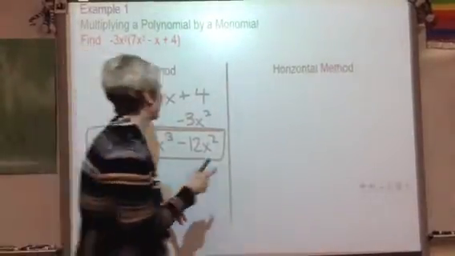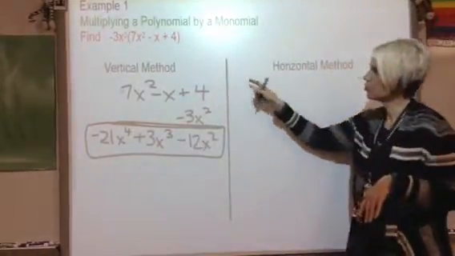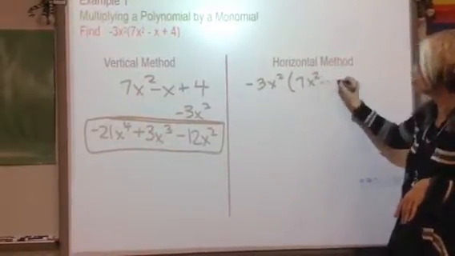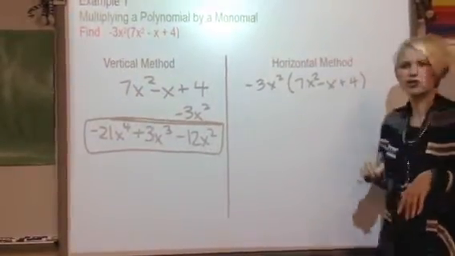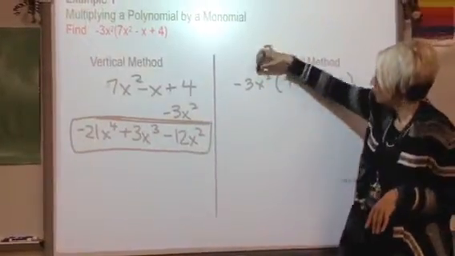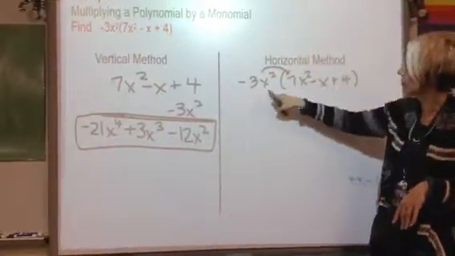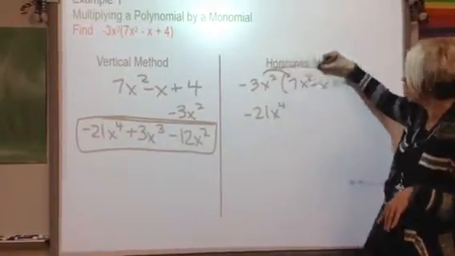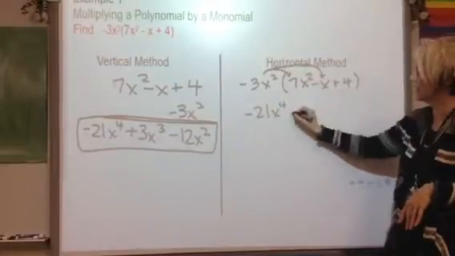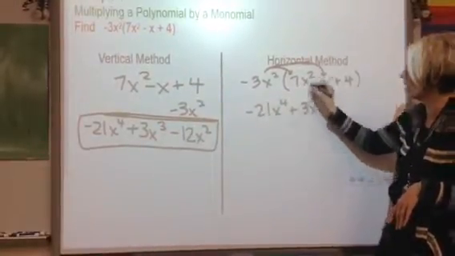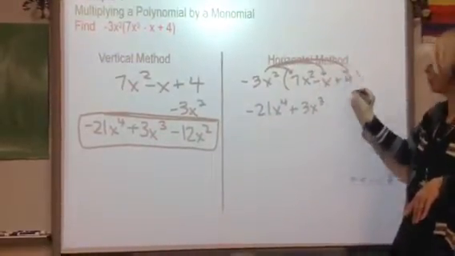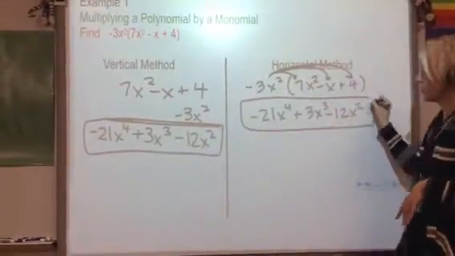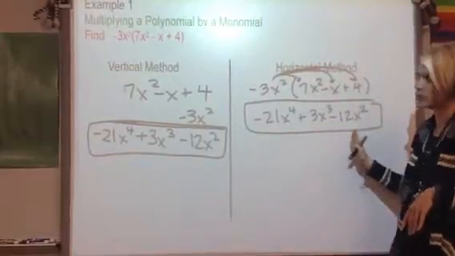Now, horizontal method is just working with this set of terms, and you're going to use distributive property. So you're going to take negative 3x squared times 7, which is negative 21x to the fourth, and then you go here, negative 3x squared times negative x, which would be positive 3x to the third, and then you go to the last term, which would be negative 12x to the second. So this is vertical, this is horizontal.